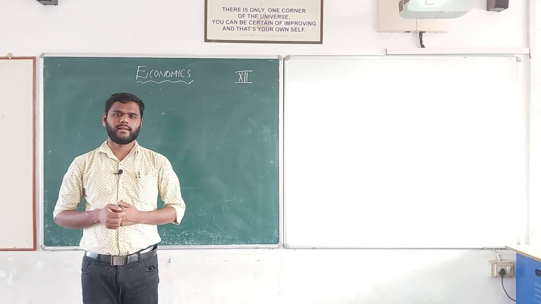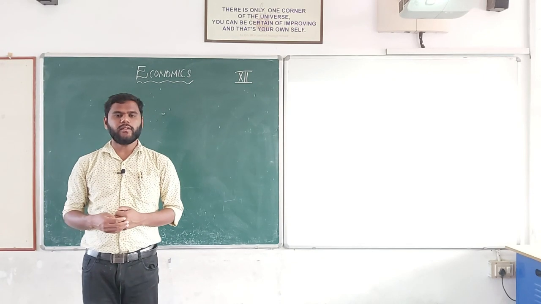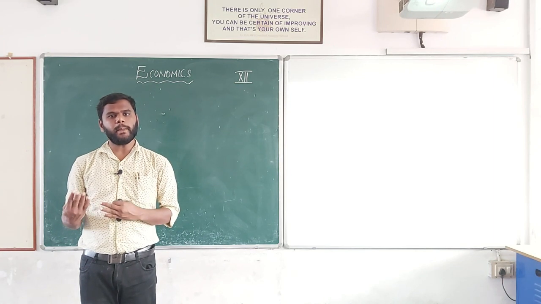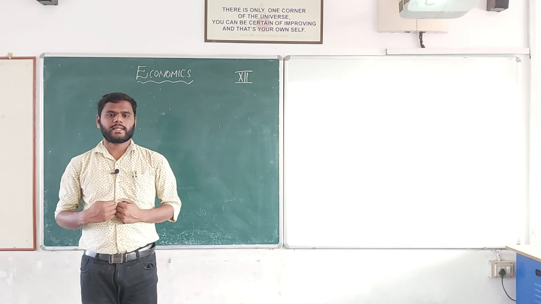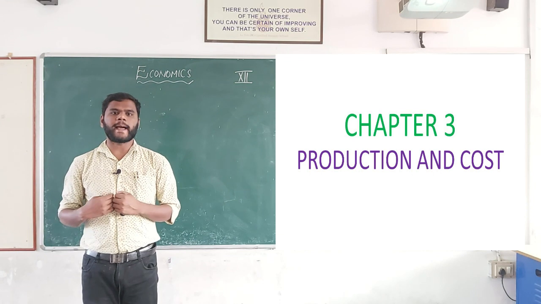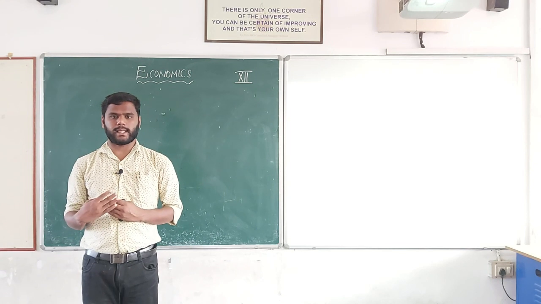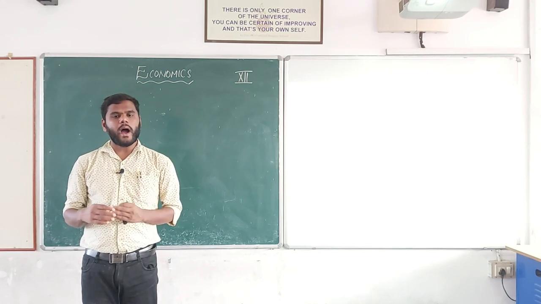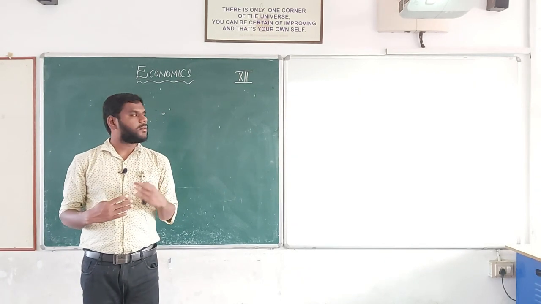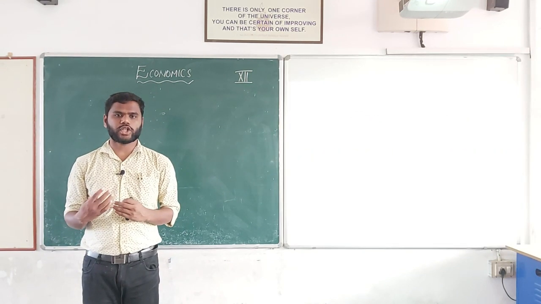Hi students, welcome back to the class. Last chapter we discussed the behavior of the consumer, that is, the theory of consumer behavior. In this chapter, chapter 3, Production and Cost, we are going to discuss the behavior of a producer, how he behaves according to the situations in the market. What is the chapter name? Production and cost. What do you mean by production?